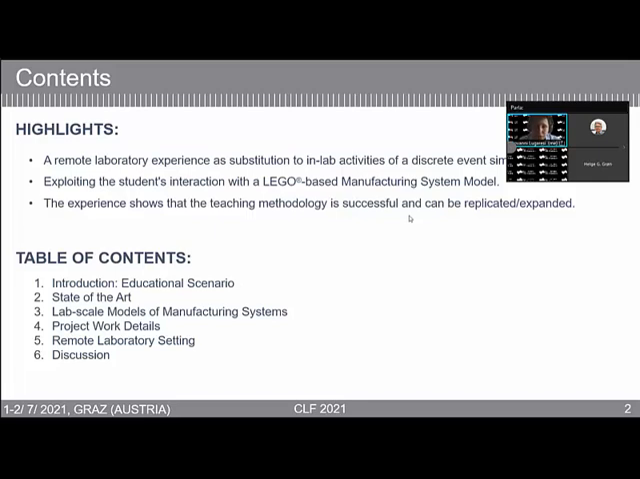In this course we teach discrete event simulation, and to improve the teaching effectiveness we have designed Lego-based manufacturing system models with which the students can interact and perform the activities that are required in the course. Here is a short table of contents, but I think I can go towards the contents directly.